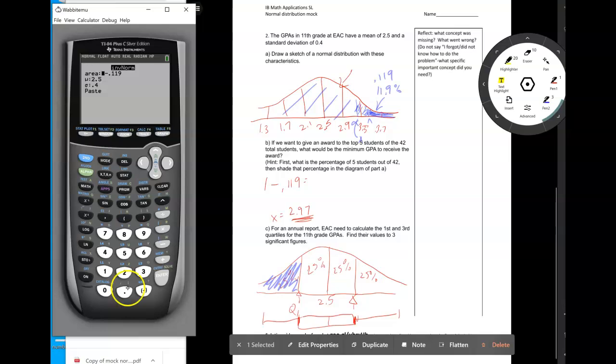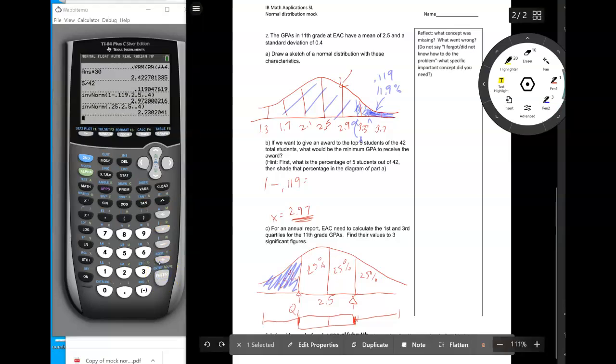And we're going to put 0.25. And then we're going to put mean of 2.5 and standard deviation of 0.4. And that'll give us 2.23. That's our first quartile GPA.